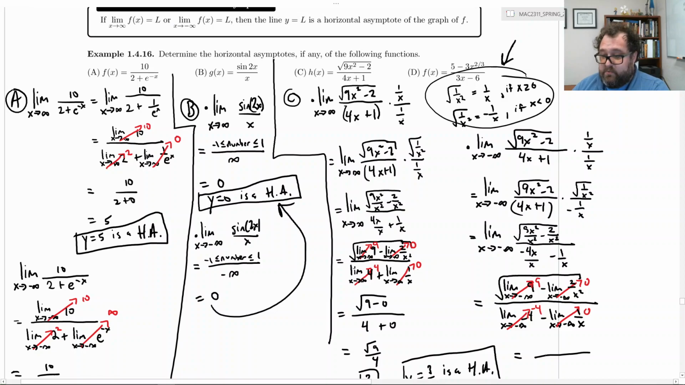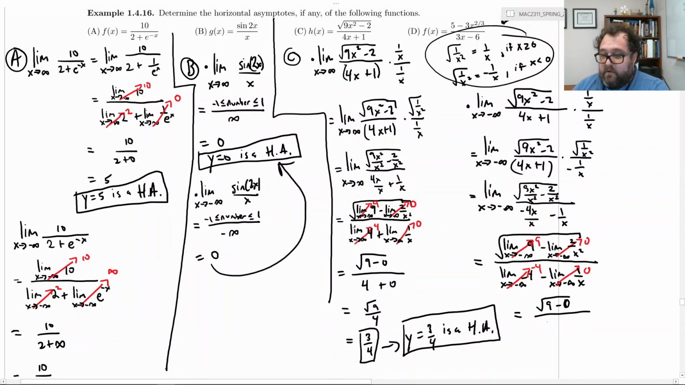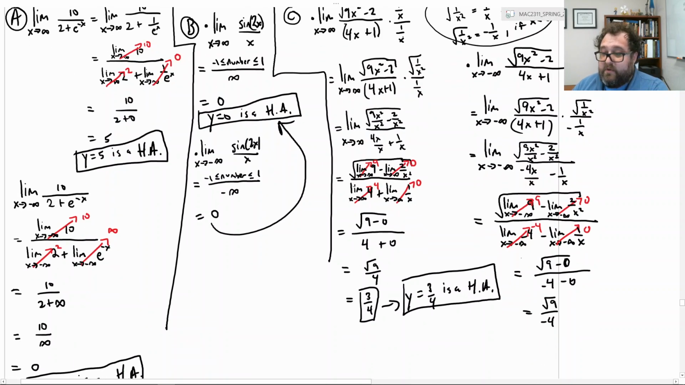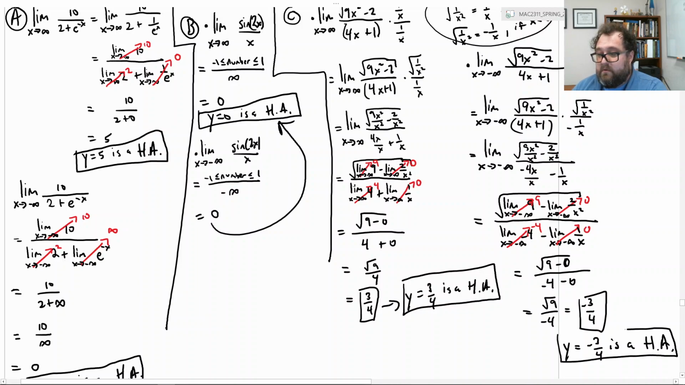So this leaves us with a radical on the top, 9 minus 0. And on the bottom, we have 4 minus 0. Oh, sorry, -4 minus 0. And that gives us the square root of 9 over -4, which gives us -3/4. So that tells us that y equals -3/4 is also a horizontal asymptote. Okay, so we had 2 horizontal asymptotes.